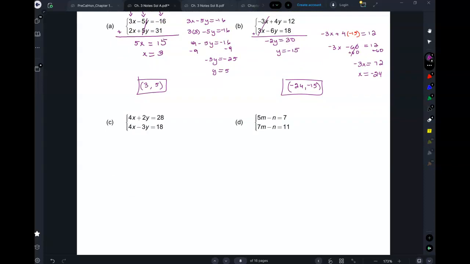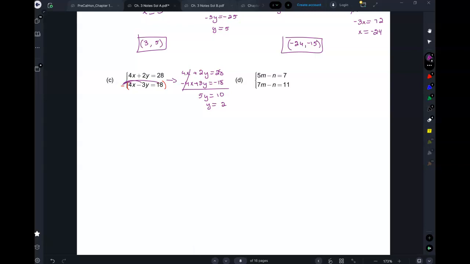Okay, here, look at the coefficients. I have a 4x and a 4x, but I really want one of them to be negative. So let's multiply this entire thing by a negative. The first equation will remain unchanged. Here we multiply each one of these by a negative. So it's negative 4x, positive 3y equals negative 18. X's go away. 5y is 10. Y is 2.